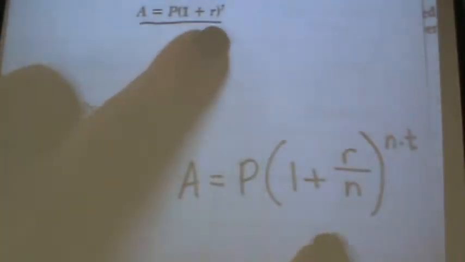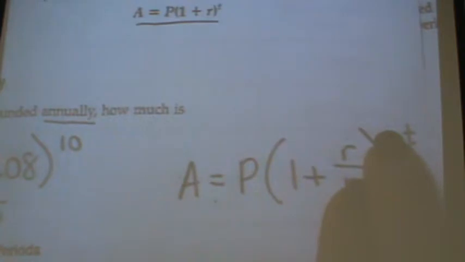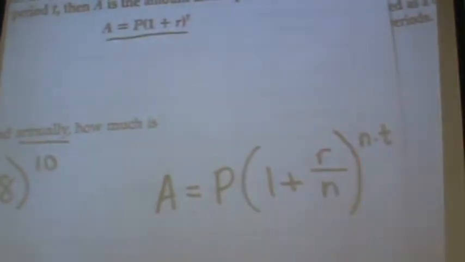So what's the difference between these two formulas? That R is now over N. We have an N. That's it. N is going to be whether you're compounding quarterly, monthly, semi-annually, and so forth. So if you're doing annually, you don't need N. It's 1. You're back to that formula.